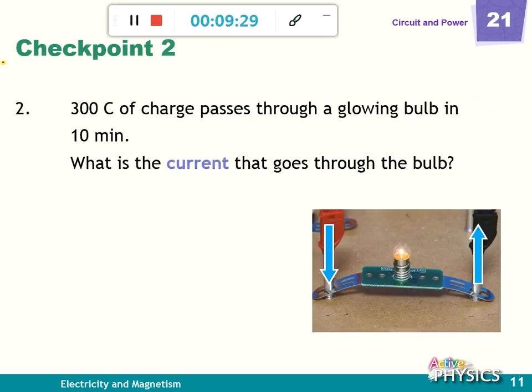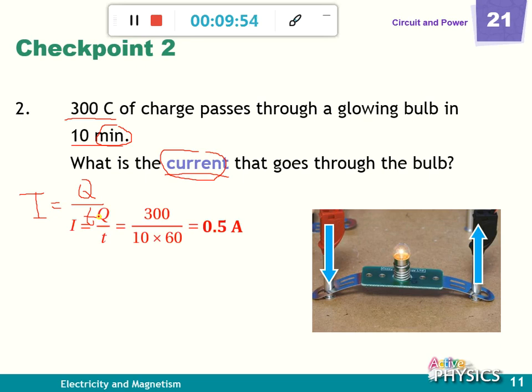Question number 2. In this, the total charge is 300. The time is 10 minutes. Once again, this unit is not second, so you should convert it into seconds. Then it asks what the current is. Using the equation, current is total charge over time. Put everything in it. Charge is 300, time is 10 minutes, which means 10 times 60 seconds.